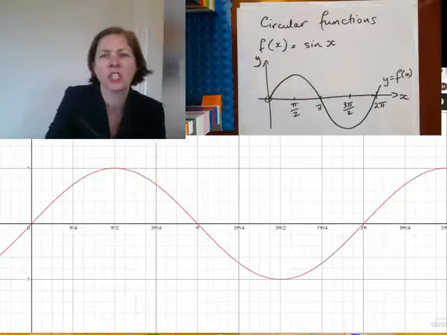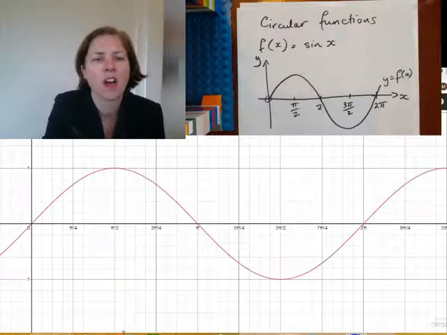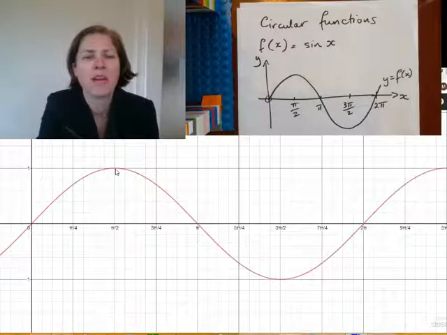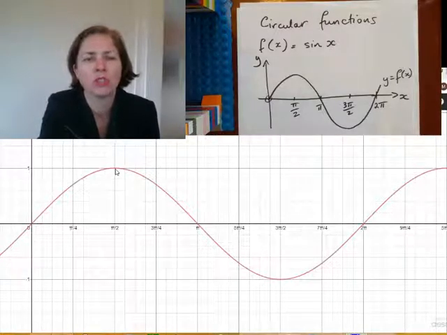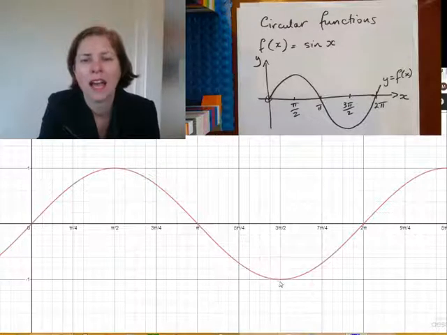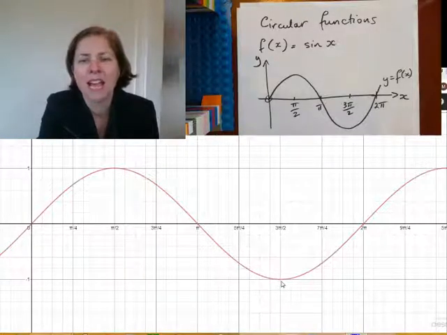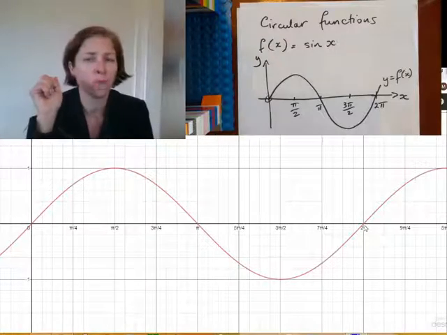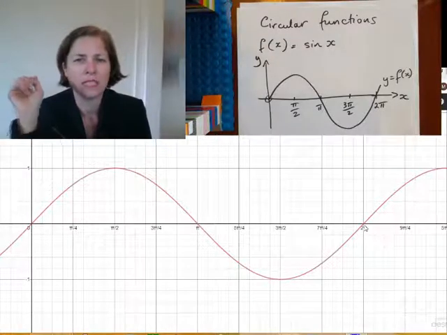So the sine function, just a quick bit of revision, the sine function passes through 0, 0. It reaches a maximum at pi on 2, 1. It goes back to 0 at pi. There's a minimum at 3 pi on 2, negative 1, and then it goes back to 0 at 2 pi, and after that the pattern repeats itself.